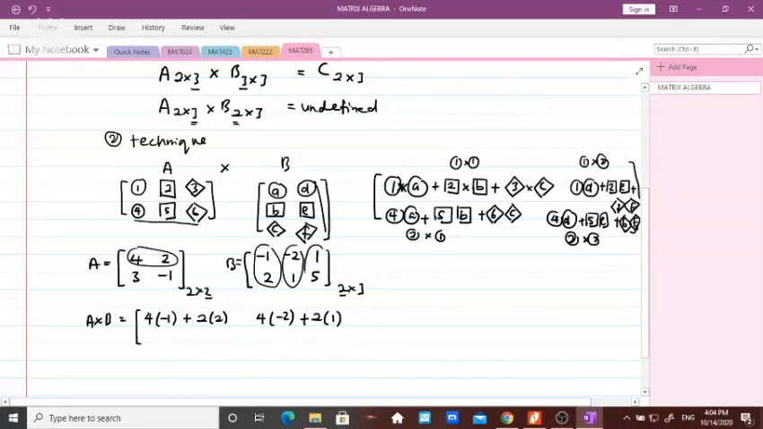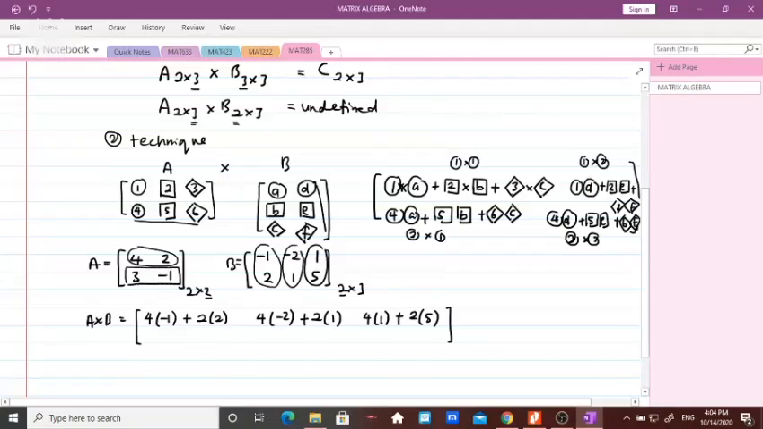Then we have another column, number 3. Okay, the pair is 4 and 1. So 4 times 1 plus 2 times 5, second element. Now we have settled the first row with all columns of B. Now we go to the next row.